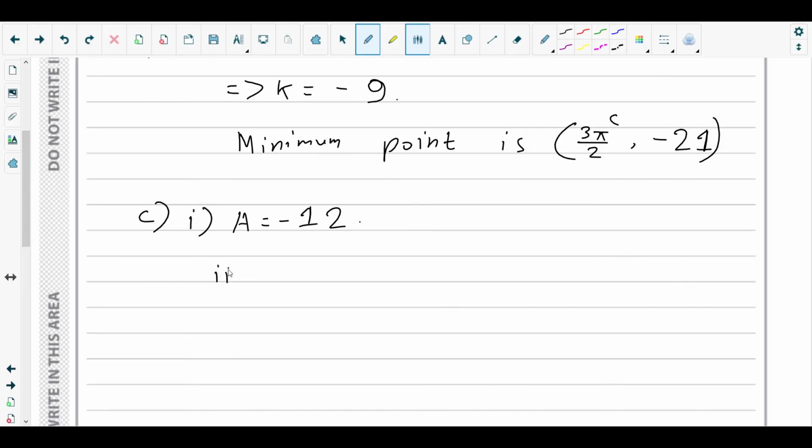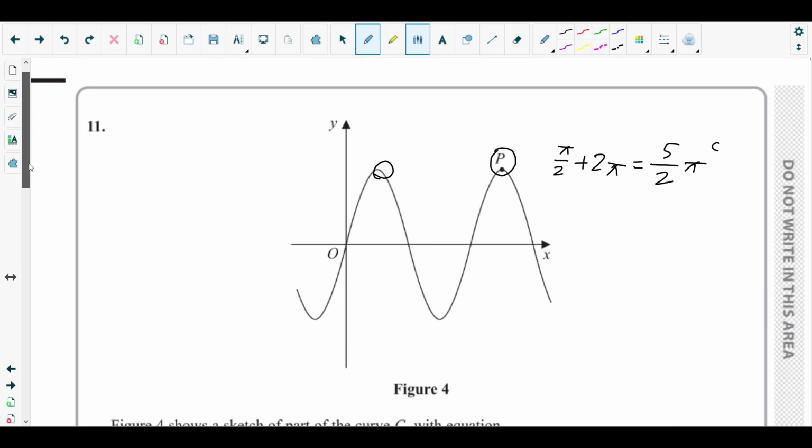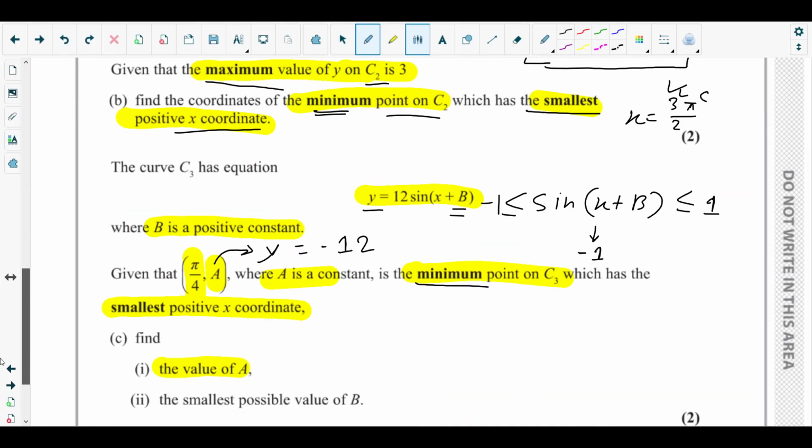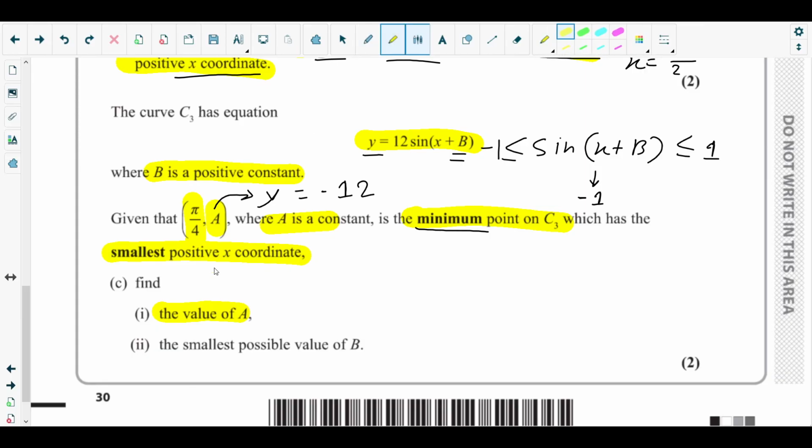Next, for part 2, what have they asked here? For part 2, they are asking to find the smallest possible value of b. Okay, this is challenging. How can we find out the smallest possible value of b? Now consider, what is b? Basically b is the units by which the translation is happening, right?